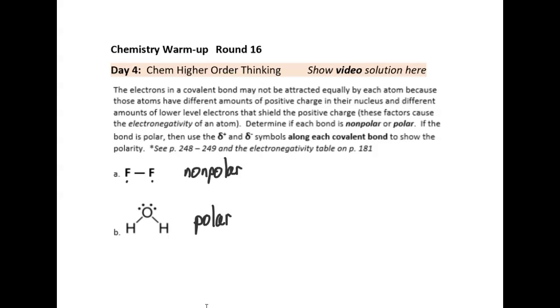Polar covalent bonds can be labeled to indicate which end of the bond is positive and which end of the bond is negative. Because the shared electrons get pulled closer to the oxygen, the oxygen end of the dashed line will be negative. And the hydrogen end of the dashed line will be positive. The same labeling can be done on the other single covalent bond. The oxygen end of the dashed line is negative and the hydrogen end is positive.